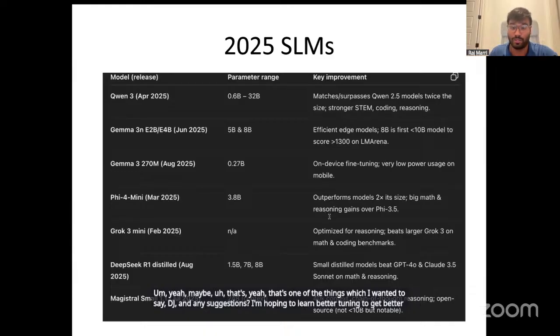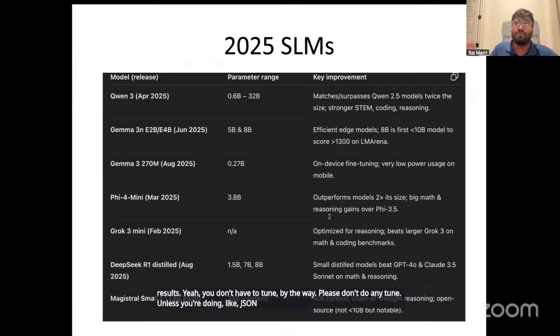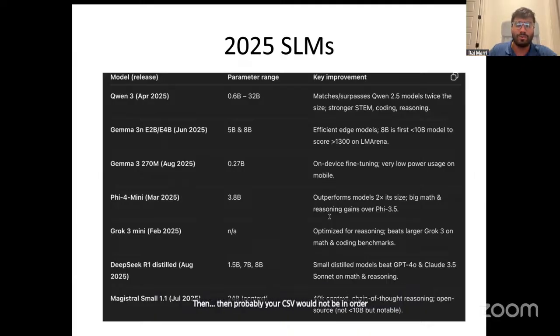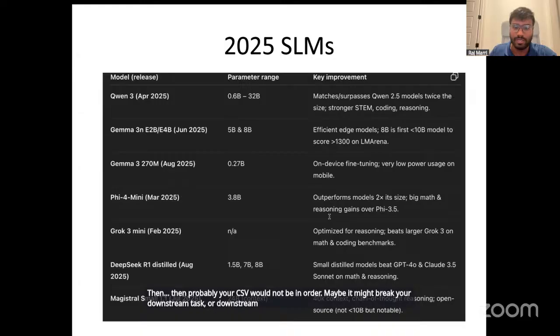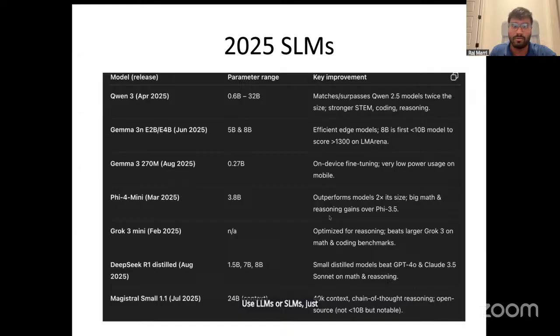Yeah, you don't have to tune, by the way. Please don't do any tuning unless you're doing something like JSON, because you're doing a straightforward JSON to CSV conversion. You definitely don't need an LLM at all, because these are all probabilistic machines. You don't have to use a probabilistic machine to do something more deterministic, right? If it just messed up a simple column, then your CSV would probably not be in order. It might break your downstream task or downstream processes. So it's not a great use case to even use LLMs or SLMs. Just write a simple Python data transformation function.